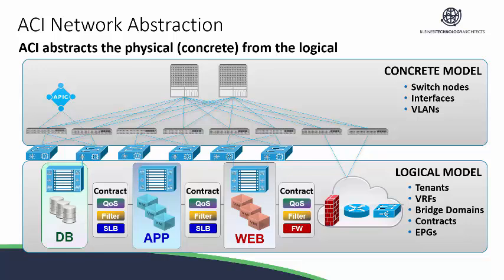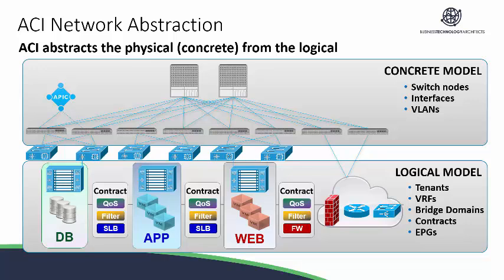So ACI abstracts the network. First of all, if you want to think about this from a core, aggregation, access layer perspective, you need to think about ACI as a collapsed access layer and aggregation layer. Okay, so ACI abstracts the physical from the logical. What do we actually mean by that? The switches are basically waiting for instructions from a control plane, in this case the APIC. So the switches have no configuration on them.